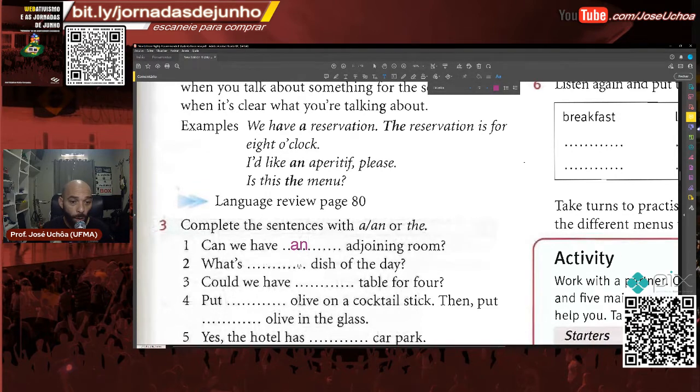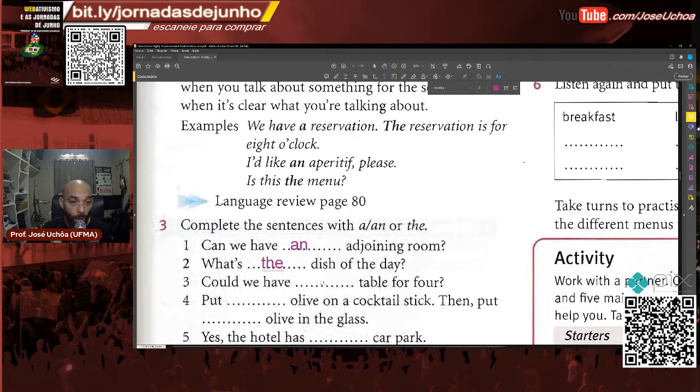Next one, what's the dish of the day? Well, if there is a dish of the day, of course, it's a specific dish, okay? So instead of a or an, I will use the. What is the dish of the day? Because I'm talking about a specific food, a specific dish. Number three, could we have a table for four? Well, normally, we don't have a preferred table for four. We want any table for four. Any table would do, okay? I don't want a specific one.